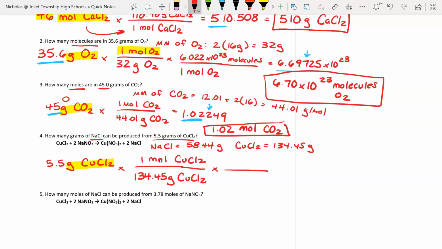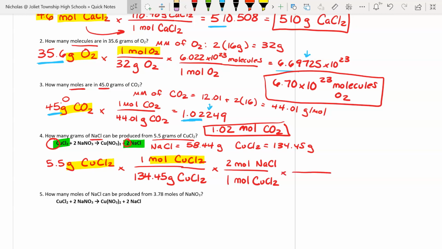Okay, so now that we're in moles, we can go ahead and do our comparison, our mole ratio. So we're looking at copper chloride and sodium chloride. We're already in moles of copper chloride, so I want to have moles of copper chloride in the denominator. There is not a number in front, so we assume that there is a 1. And then for the sodium chloride, there's a 2, so there's 2 moles here.